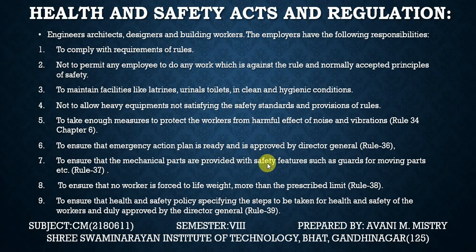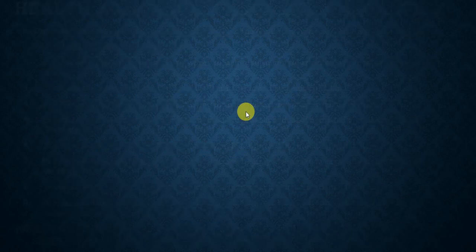To ensure that machinery parts are provided with safety measures such as guards for moving parts, etc. To ensure that no worker is forced to lift weight more than the prescribed limit, and to ensure that the health and safety policies specifying the steps to be taken for the health and safety of the workers are duly approved by the Director General.